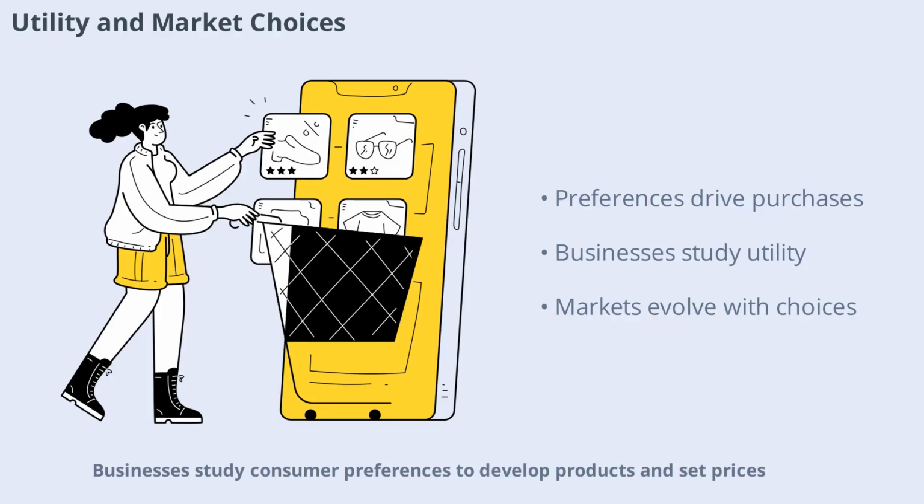Businesses study consumer preferences to develop products and set prices, while consumers seek to maximize their satisfaction within their budgets. This dynamic interaction shapes the structure and evolution of markets.